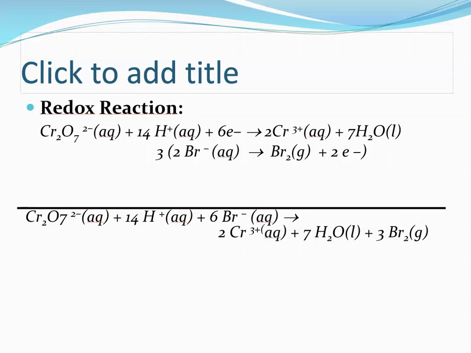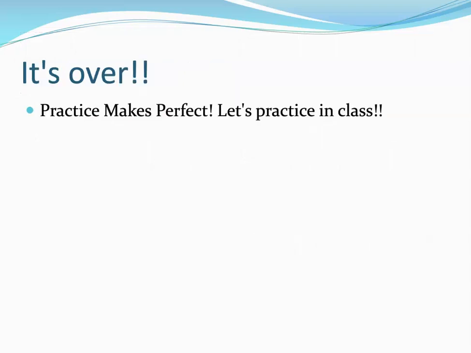Here you can see that the bromine half reaction was multiplied by 3 prior to combining it with the dichromate half reaction. Finally, once the electrons are balanced, the 2 reactions are combined. If you do your work right, you should not see electrons in the balanced redox reaction. We will need to practice this process in class with more examples.